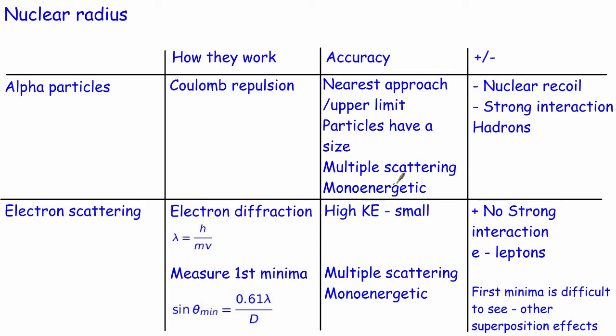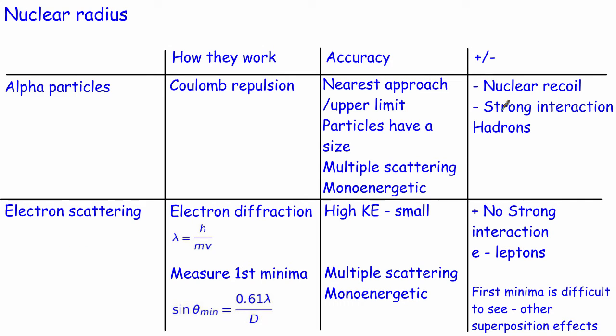And if our alpha particles are not monoenergetic, in other words, they don't all have the same energy, they'll be deflected by different amounts, and so our angles won't be consistent, and we won't end up with a particularly accurate result. As for pros and cons, a disadvantage of this is that the nucleus recoils. We've assumed that it basically stays there as the alpha particle comes in. Alpha particles are helium nuclei. They're quite small compared to a gold nucleus, but even so, as it approaches, there will be a small repulsion for the gold nucleus too, and we haven't taken that into account, so that's a disadvantage.